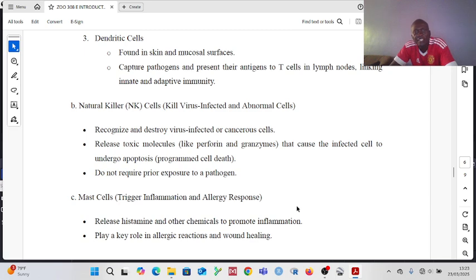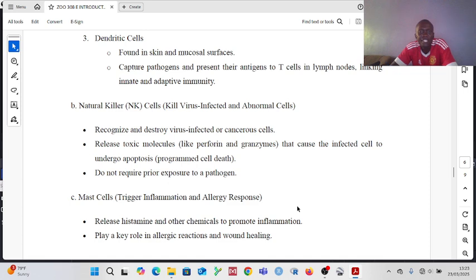The other cell, the first one was the phagocytic ones, we've seen the 3 types. The other cell is the natural killer cells. These are cells that kill virus-infected cells and also abnormal cells. So natural killer cells have a way of recognizing a cell that has a virus inside it or a cell that is abnormal.